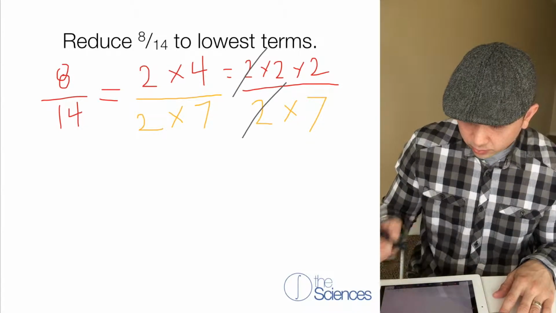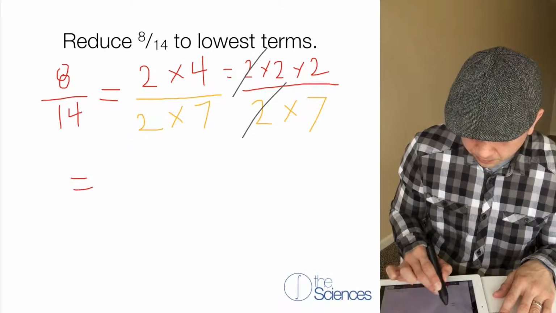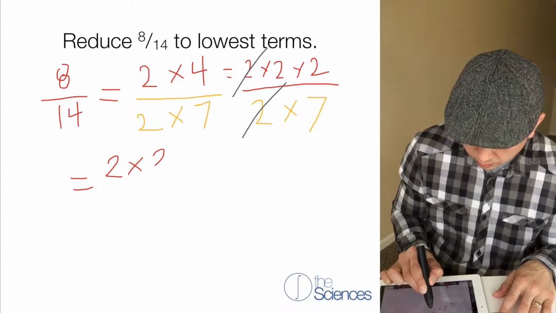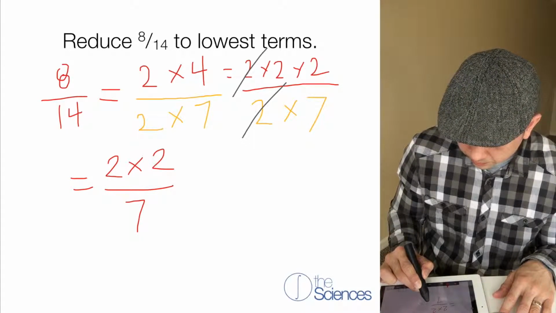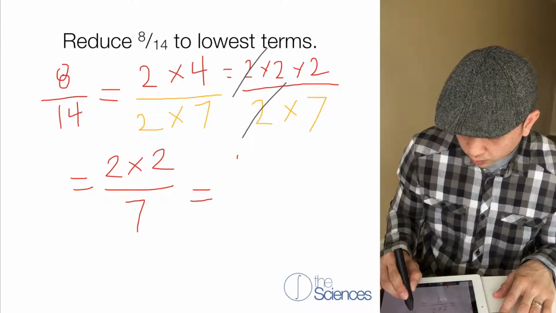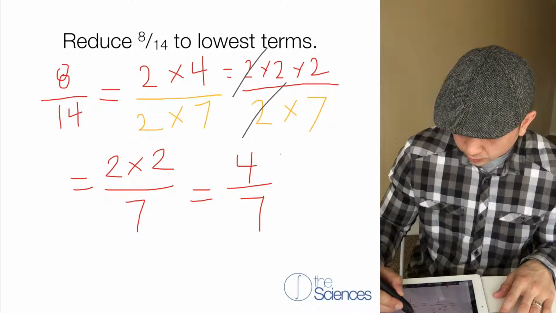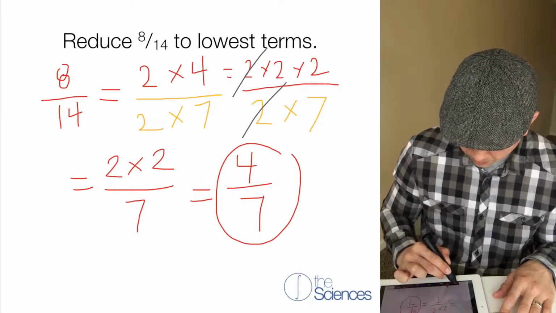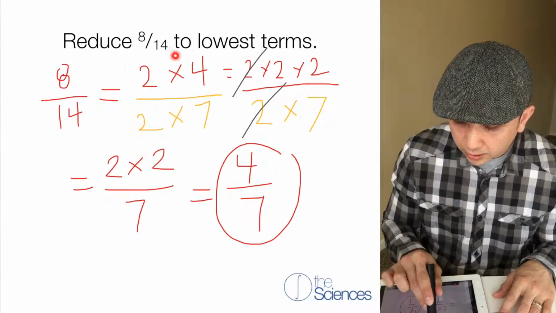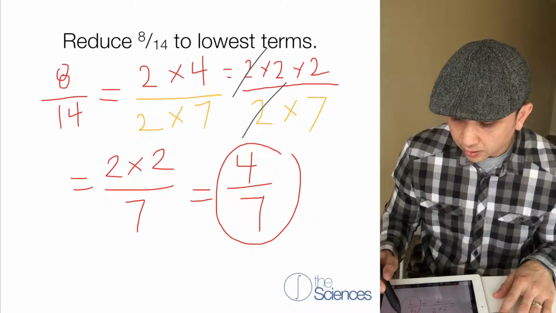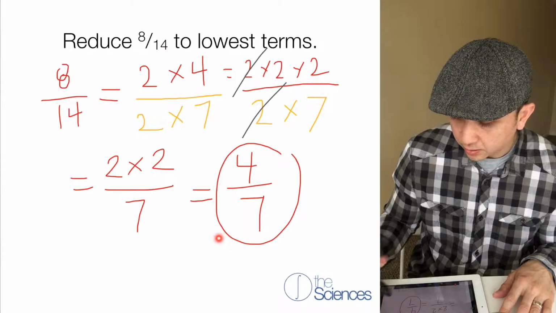Now we're going to rewrite our fraction as 2 times 2 over 7. 2 times 2 is 4, and 7 is 7. So here's our answer. Reducing 8/14 to its lowest terms gives us 4/7.